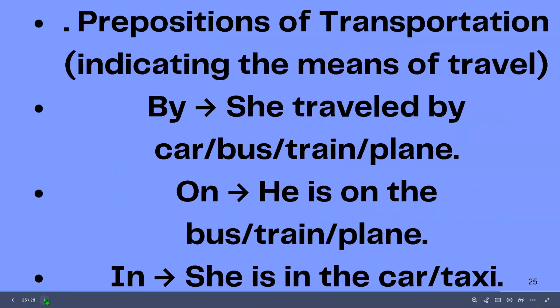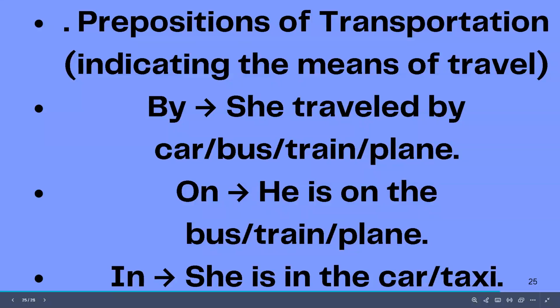Prepositions of transportation. Now you have to be a little bit careful, indicating the means of travel. By, when you are talking about two or three persons moving, she traveled by car, bus, train, plane. These will move on the road. There is contact of these vehicles, and it is showing the means of transport. So when you are talking about means of travel, you will use by.